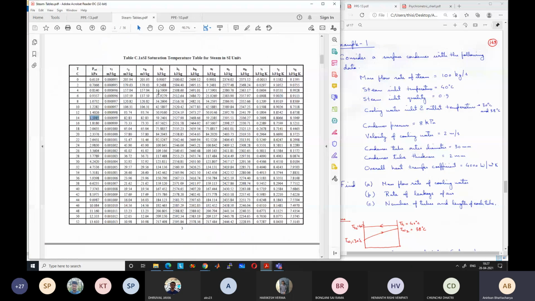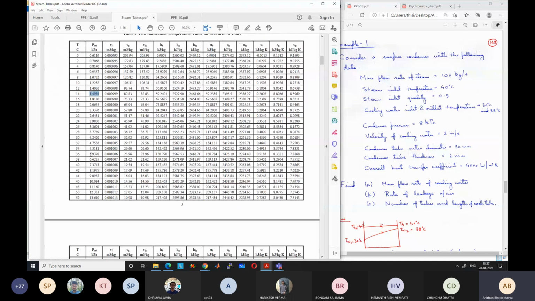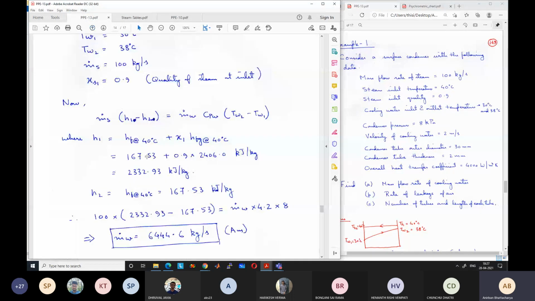HF is 167.452 and HFG is 2407. Okay, 167. I have taken from another book, so the values are slightly different, but nearby only. 167.53 plus 0.9 into 2406 kilojoule per kg. I have taken the values from the book of Cengel, so the values are slightly different. So this is equal to 2332.93 kilojoule per kg.